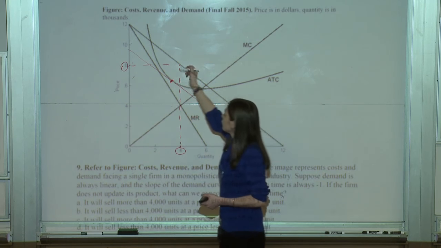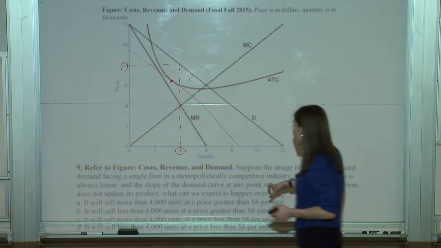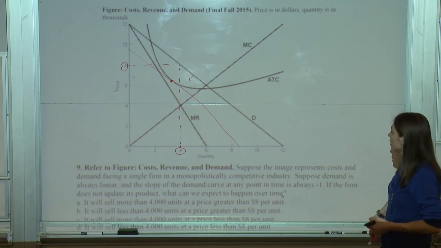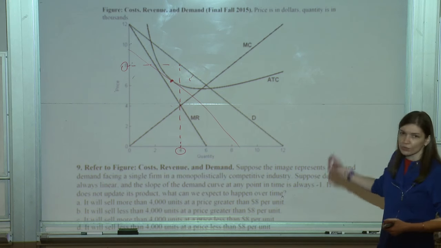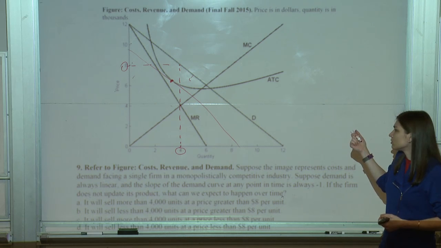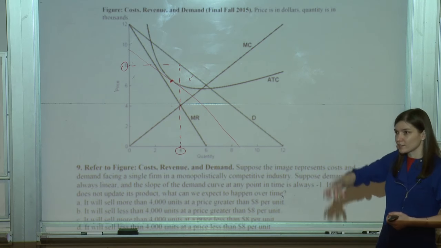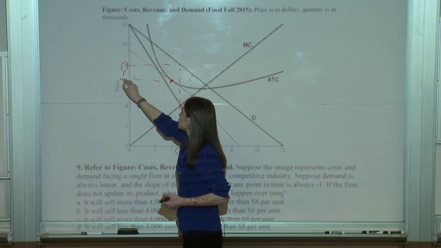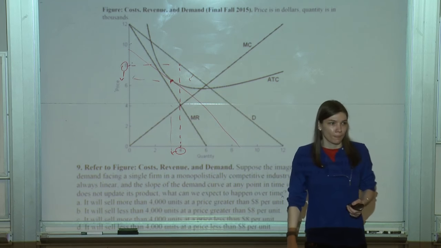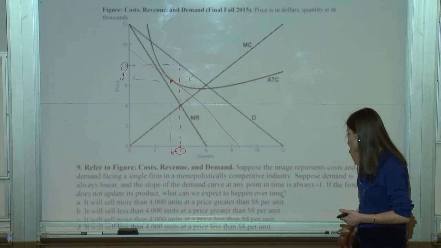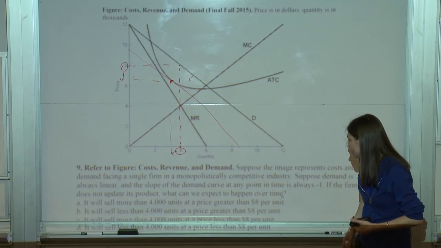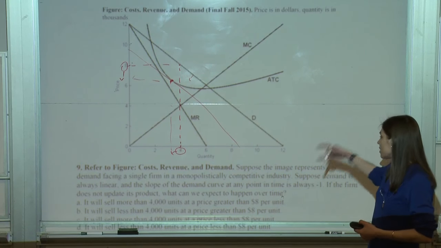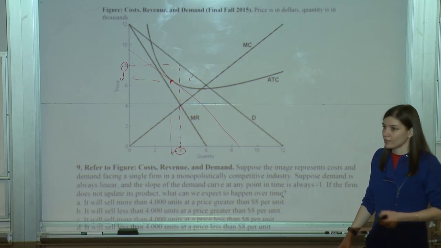All right, so we started here at a price of 8, quantity of 4,000. What's going to happen in the long run? One answer is that it will sell more than 4,000 units at a price greater than 8. Is that true for this particular firm? What is it going to do? It's going to sell less than 4,000 at a price lower than 8. Do you see that? Because at this point, the price is lower and the quantity is lower as well. That's answer D: it will sell less than 4,000 units at a price less than 8.